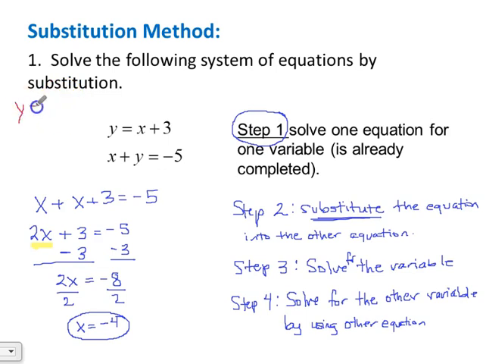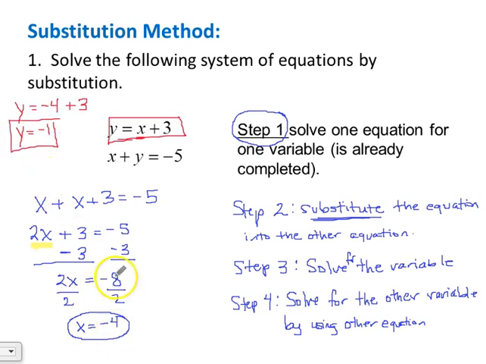So y, I'm going to go up here because I'm running out of space. I know x now. I'm going to substitute in -4 for x and then add that plus 3. So I'm using this equation to help me. So y is going to equal -4 plus 3, which is -1.